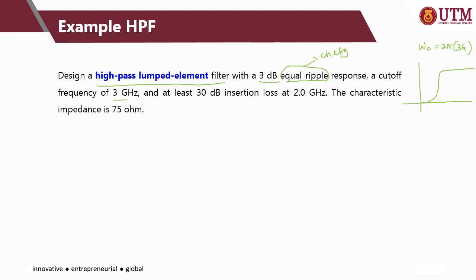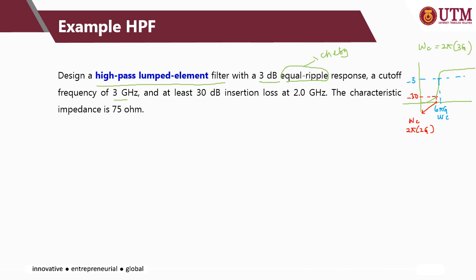Okay, and cutoff frequency at minus 3 dB is 2 pi 3 6 pi gig. Okay, this is your omega C, and then the stop band of 30 dB at 2, here is your omega S, 2 pi 2 gig, right? So here is your 30 dB insertion loss, or your stop band gain or attenuation.